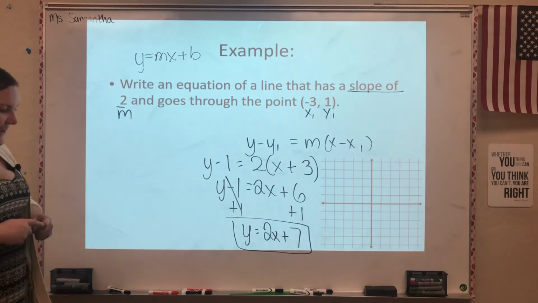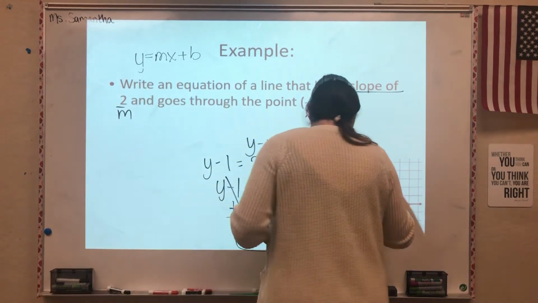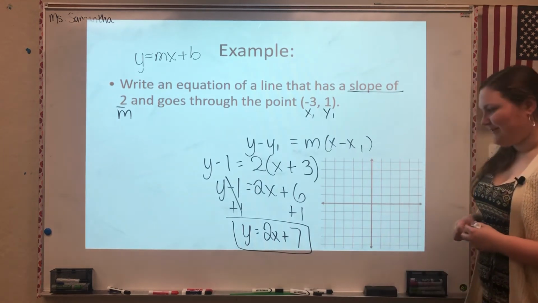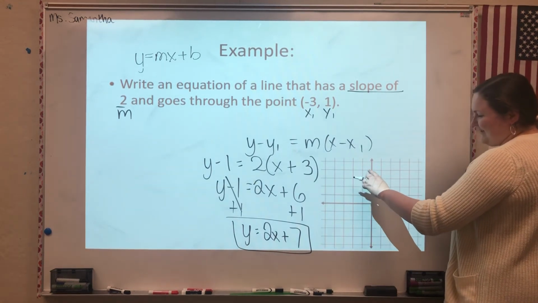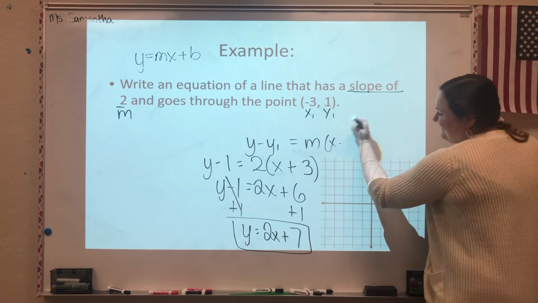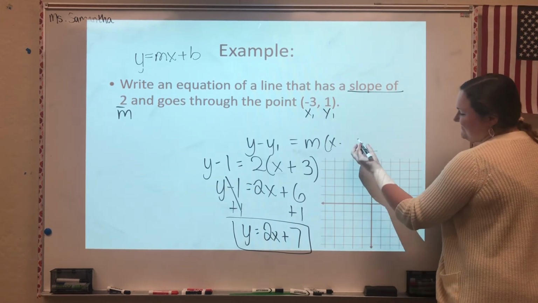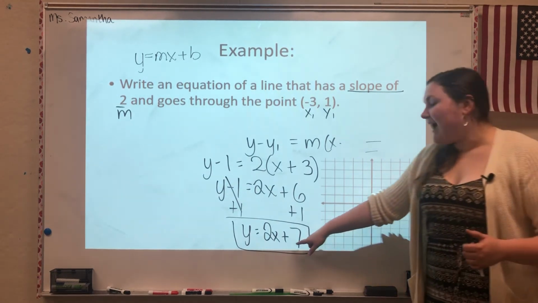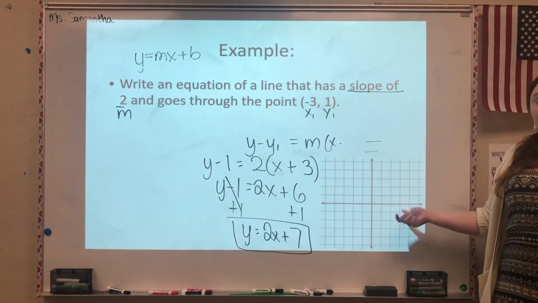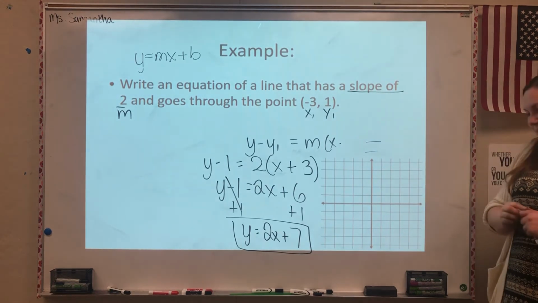Now, I did have a graph over here. My graph is a little too tiny, so I'm very sorry. It's 1, 2, 3, 4, 5, 6, 7. What I was going to say is let's go ahead and graph this line over here to check to make sure our answer matches up with this information.